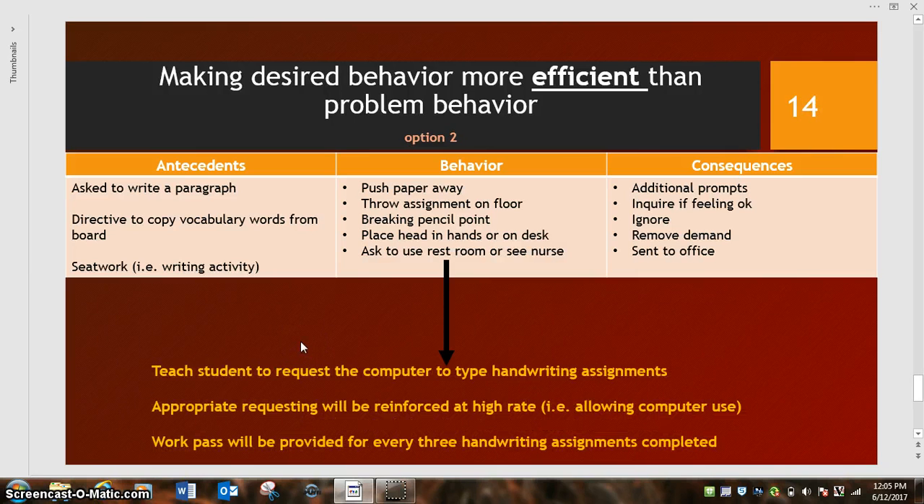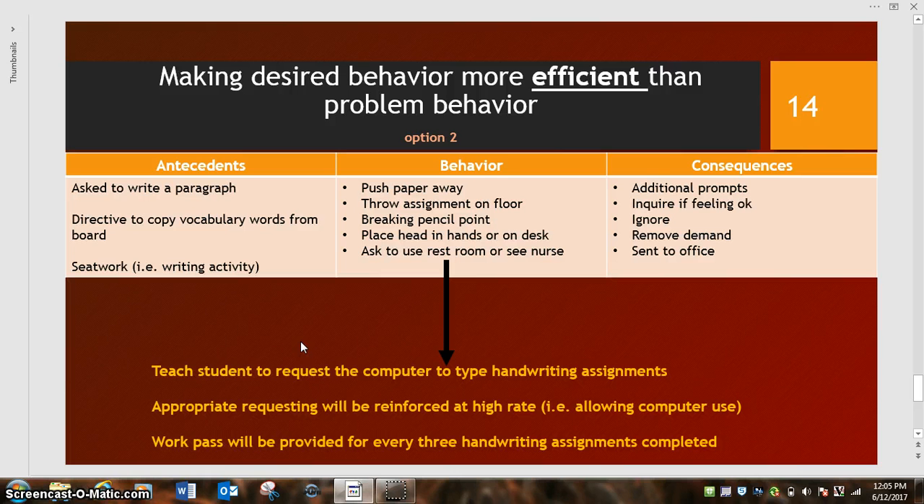So in this example, the individual or individuals developing the behavior program determined that breaks cannot be allotted whenever the student asks for breaks. So therefore, they have to come up with something else. What is another suitable replacement behavior? And the team decides to teach the student to request the computer to type handwritten assignments and then reinforce that behavior at a high rate. That is something that is more doable and more feasible to do in a variety of circumstances.